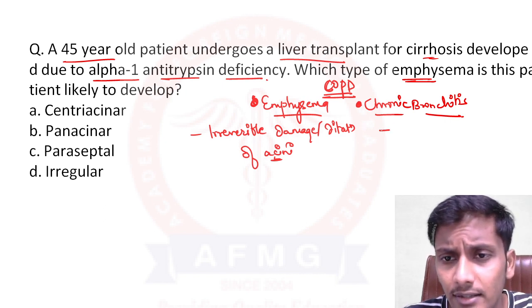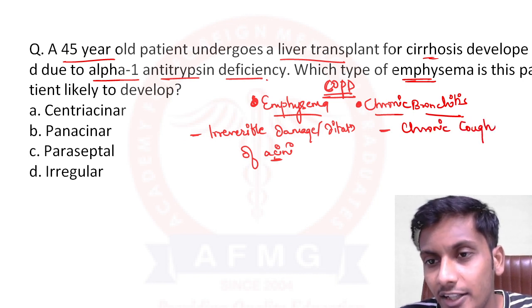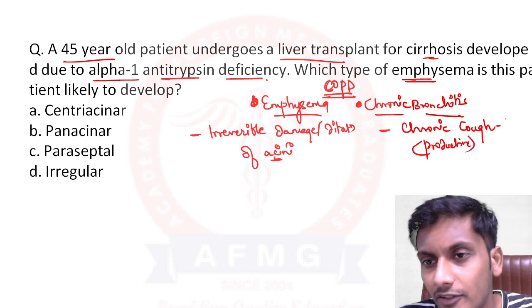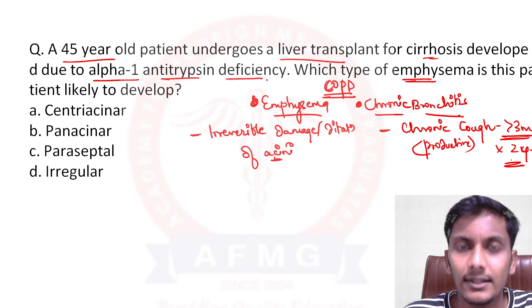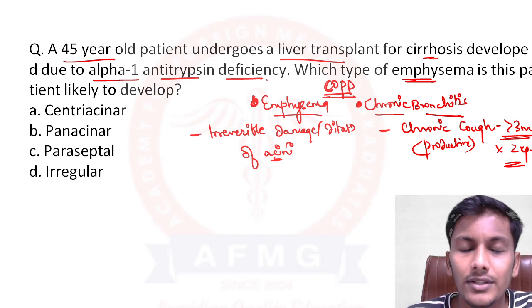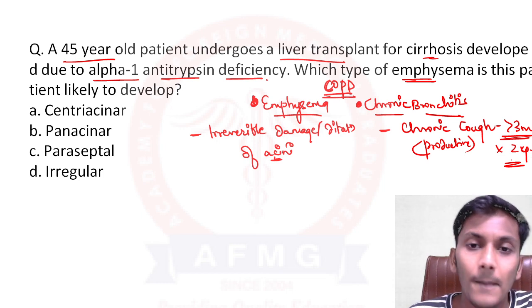Whereas in chronic bronchitis, how is it diagnosed? Usually chronic bronchitis has a chronic cough. A chronic productive cough is there mainly, which produces sputum. So there is a chronic productive cough lasting for more than 3 months for 2 consecutive years. So please remember, chronic cough lasting for more than 3 months for 2 consecutive years is very much characteristic of which disease? It is characteristic of your chronic bronchitis.